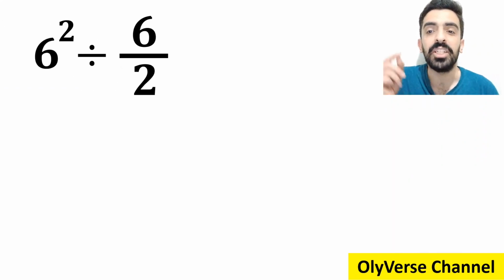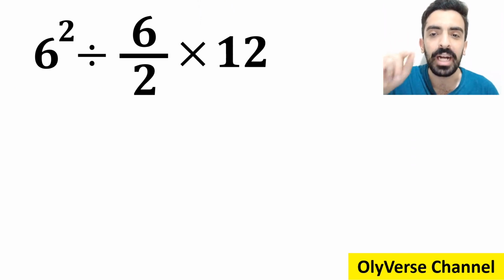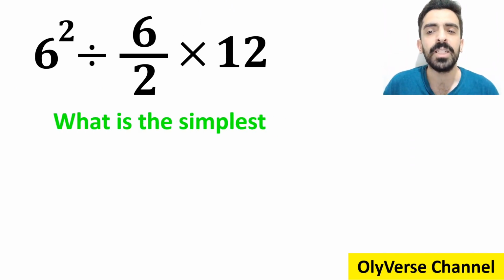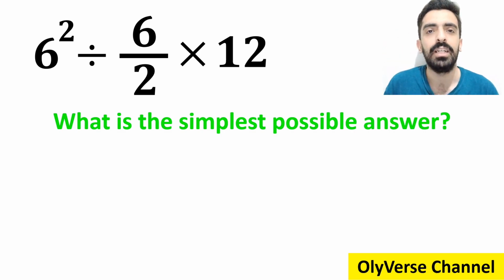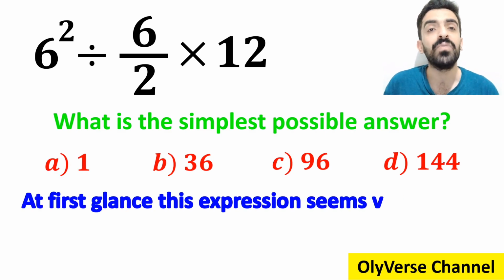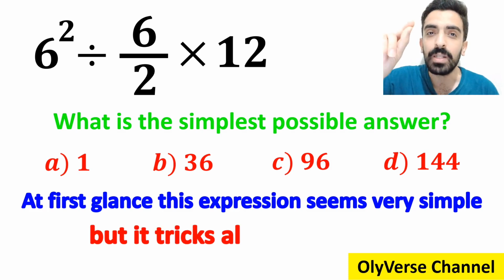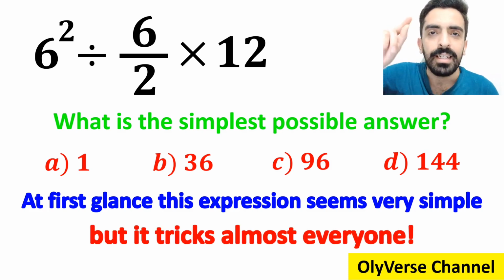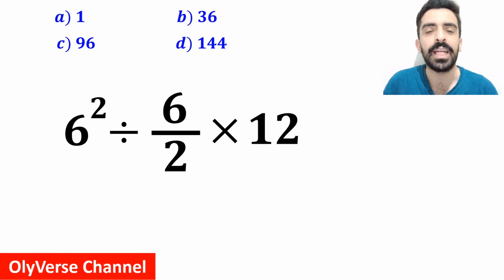If we have the expression 6 to the power of 2 divided by 6 over 2 multiplied by 12, then what is the simplest possible answer for this expression? Which option do you think is the correct answer to this question? At first glance, this expression seems very simple, but it tricks almost everyone. Let's dive in and break it down step by step together.